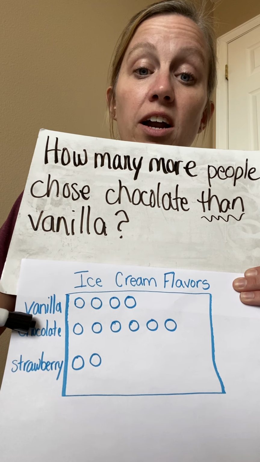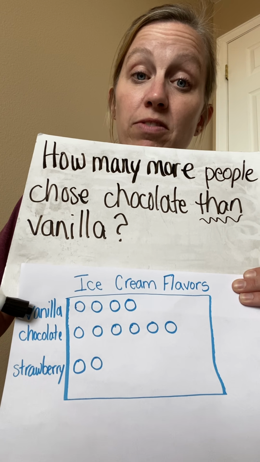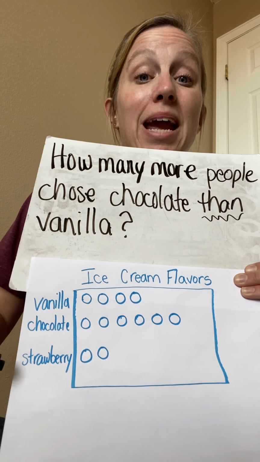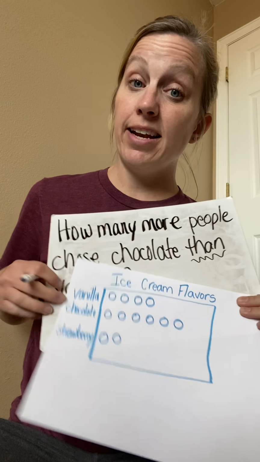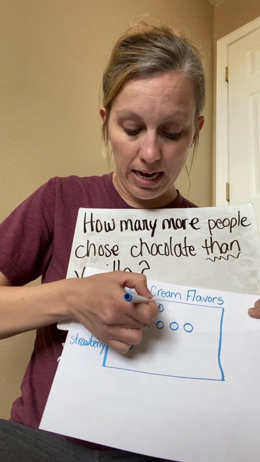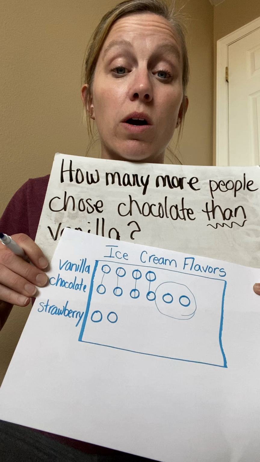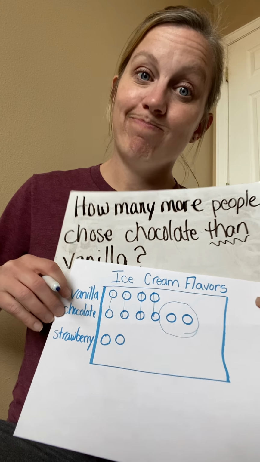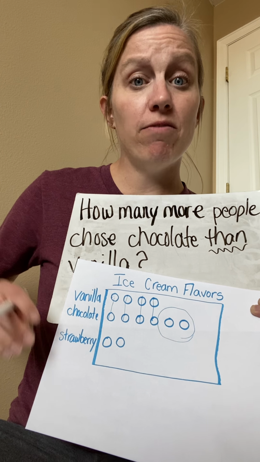Now, I know that there are 6 people who liked chocolate and 4 people who liked vanilla. But I want to know how many more, so I want to compare them. So the best way to compare these 2 would be to line it up. So I know these are the same, more. How many more are there from chocolate than vanilla? There are 2. There are 2 more people who chose chocolate than vanilla.